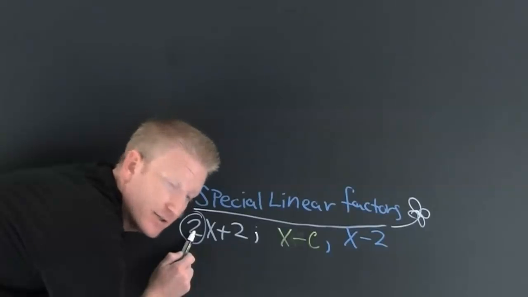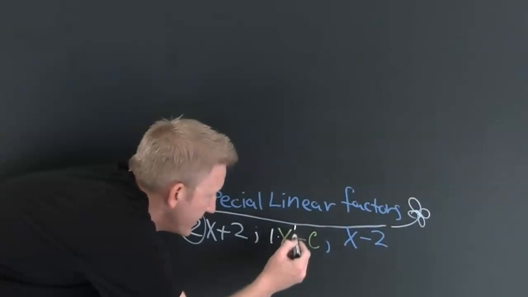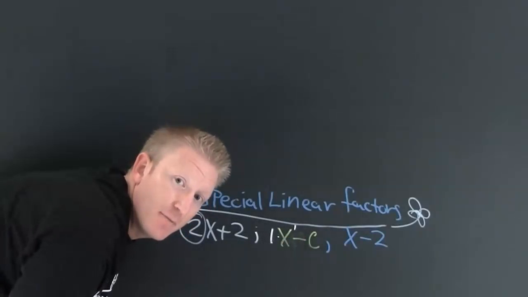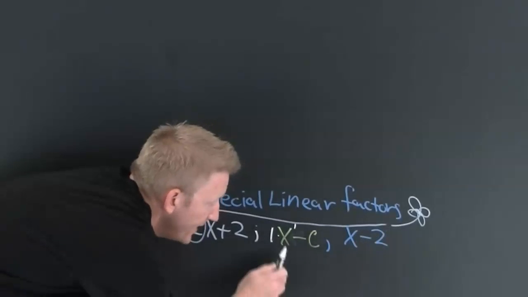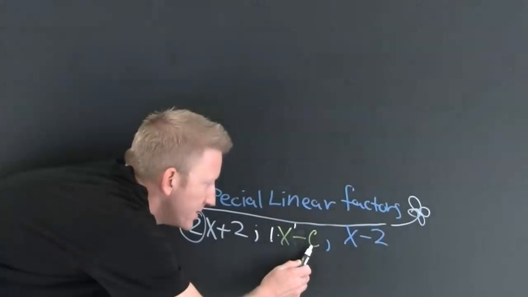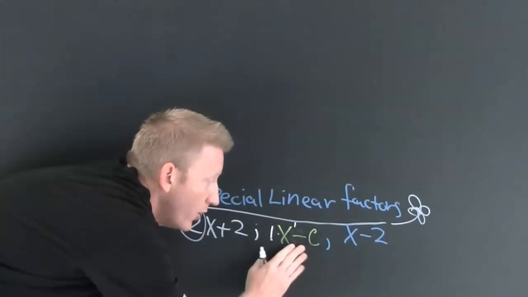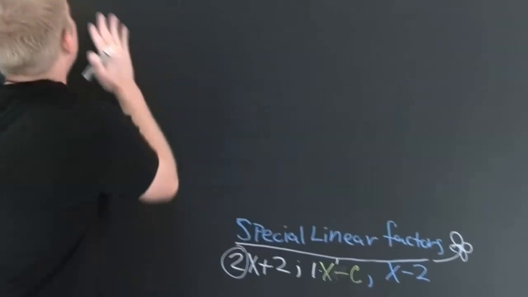What makes a special linear factor? A special linear factor has coefficient 1 and degree 1. An example of a special linear factor is x minus 2. This is x minus c. What goes outside of our box? The opposite of c, or whatever's going to make our denominator 0. I'm ready for an example.